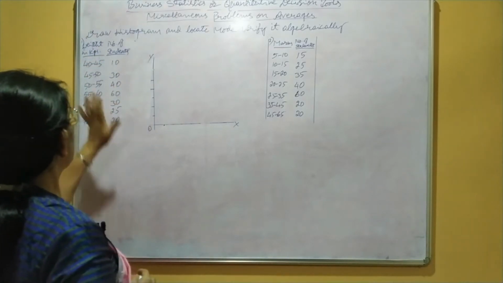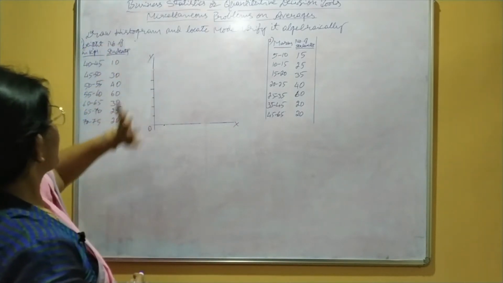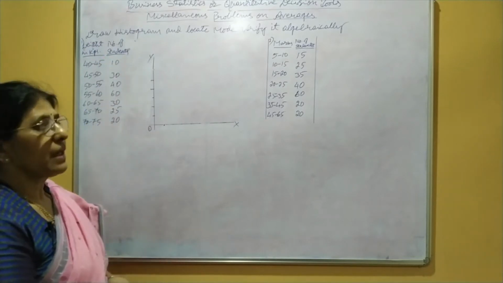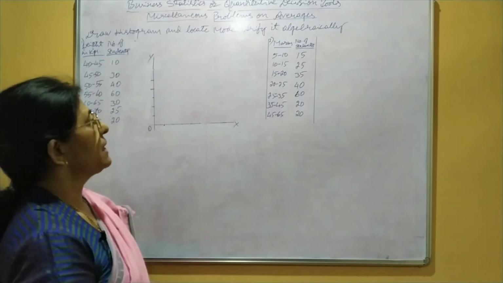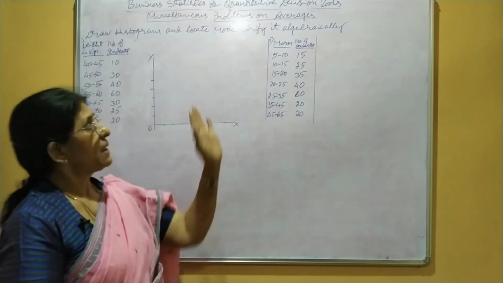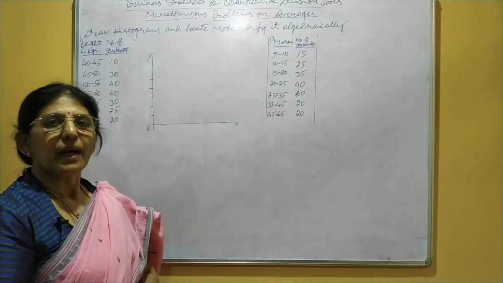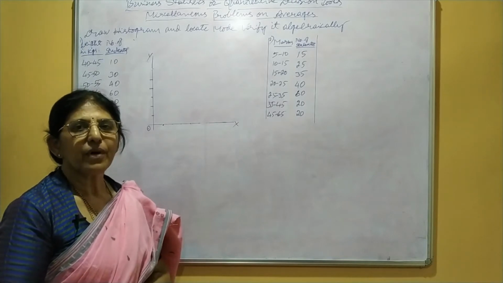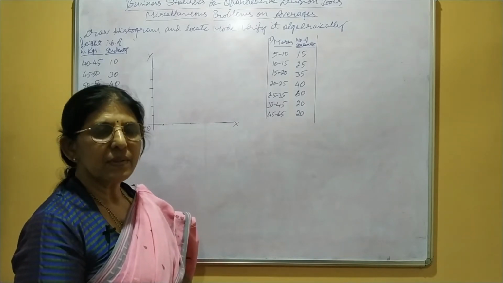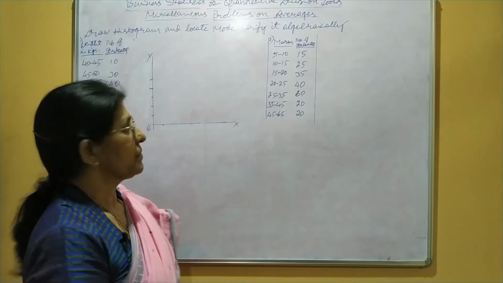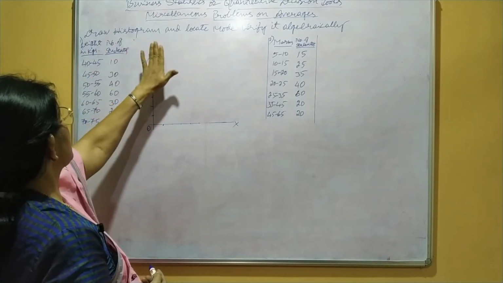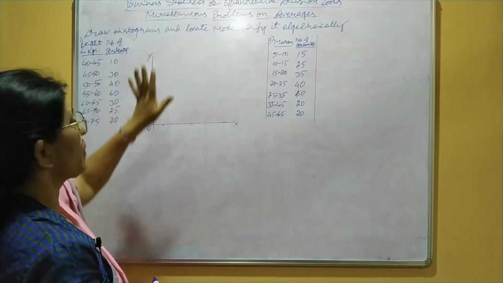Under continuous series, here the problem is given. Draw histogram and locate mode. Verify it algebraically. Verify it algebraically means with the help of applying the direct formula of mode, we have to find out mode, that is known to you. Now, how to locate mode by drawing histogram?